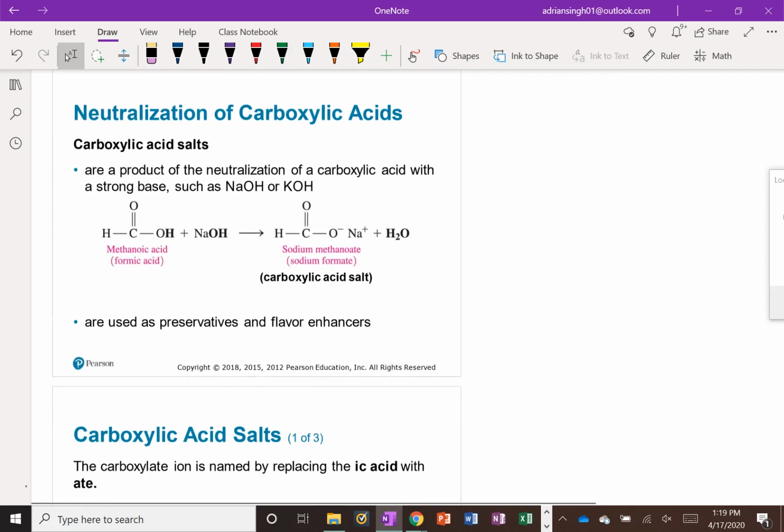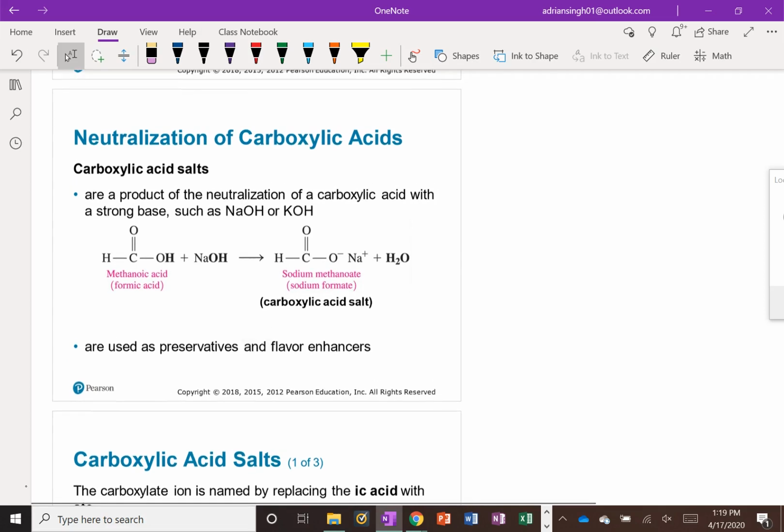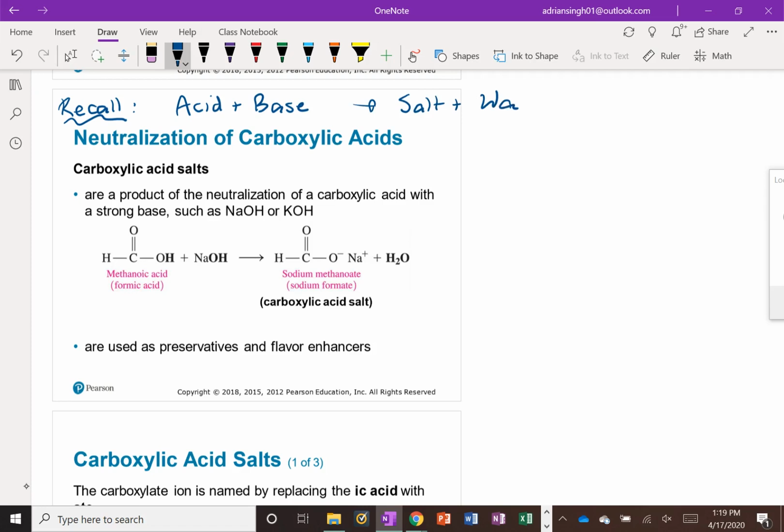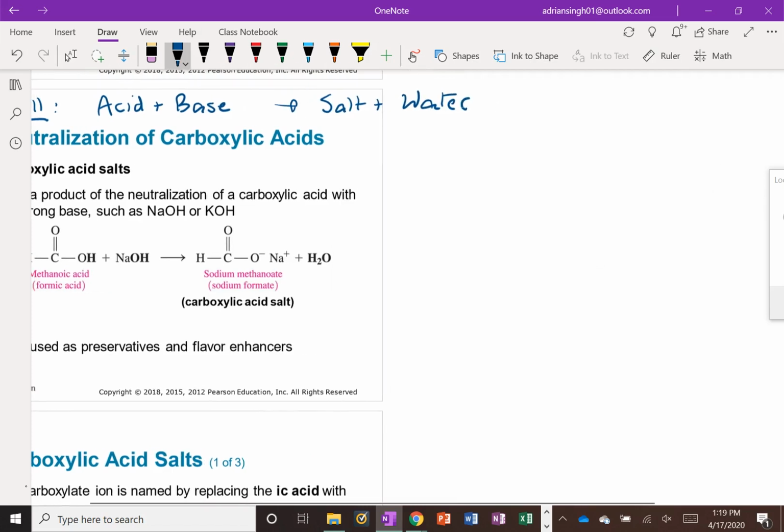So what can happen then is if you have a carboxylic acid, it can react with a base, right? And we've seen acid-base reactions before. So I'm going to say recall that an acid and a base react together to produce a salt and water.